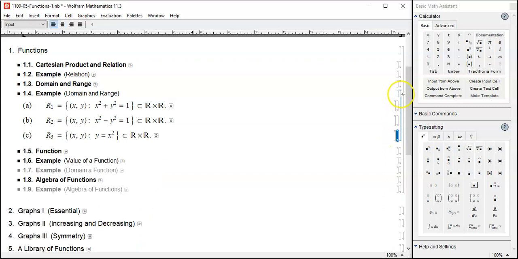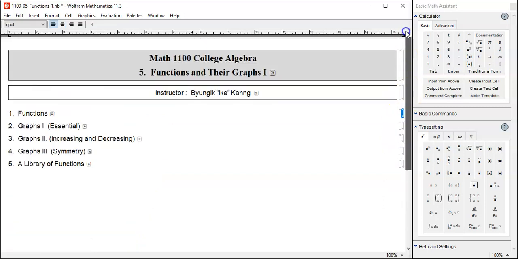Okay, so much for domain and range. We're going to talk about functions, the precise definition of the functions, in the next video. See you soon.